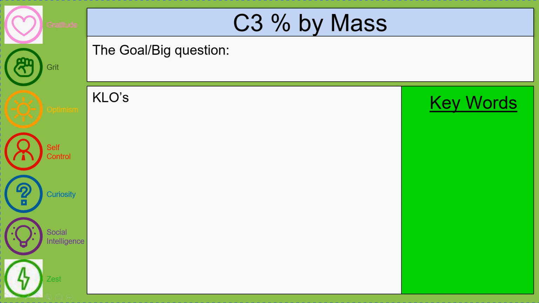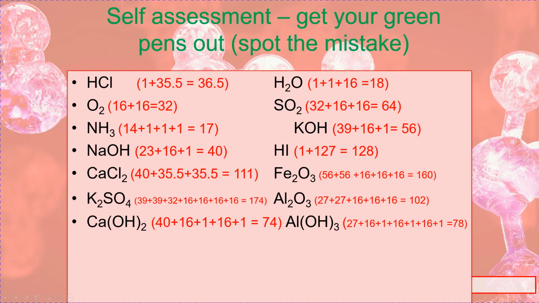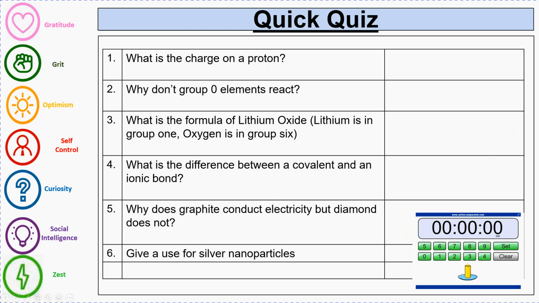But first of all, you have got the answers to the formula masses that you did on Monday. Okay, so these are how you work them out, and the answers for you to check your own. And then I've got a little retrieval quiz, so you need to pause the video. You won't be able to set yourself a timer, but you need to pause the video and see if you can come up with any of these answers.